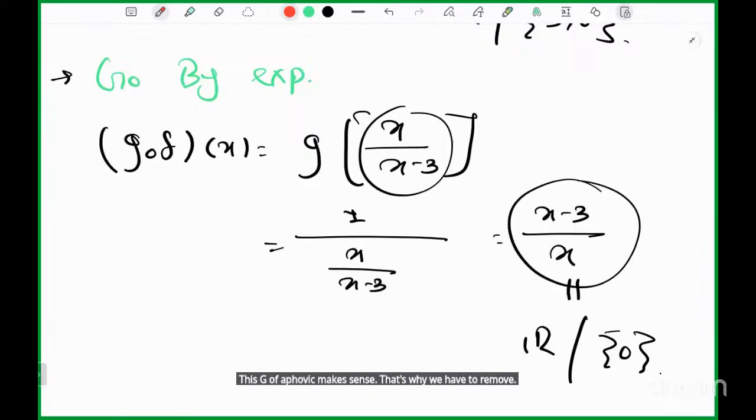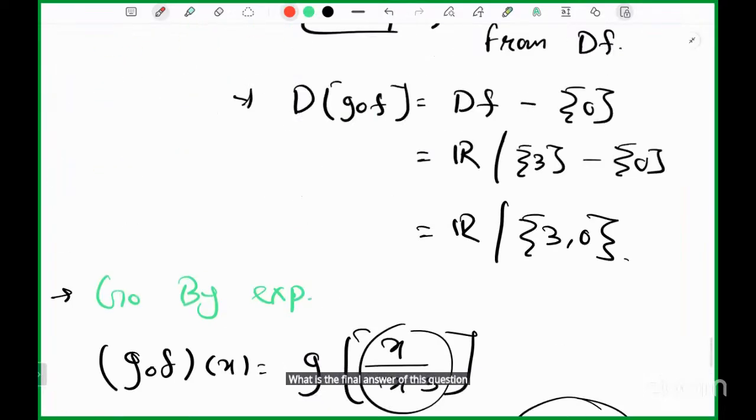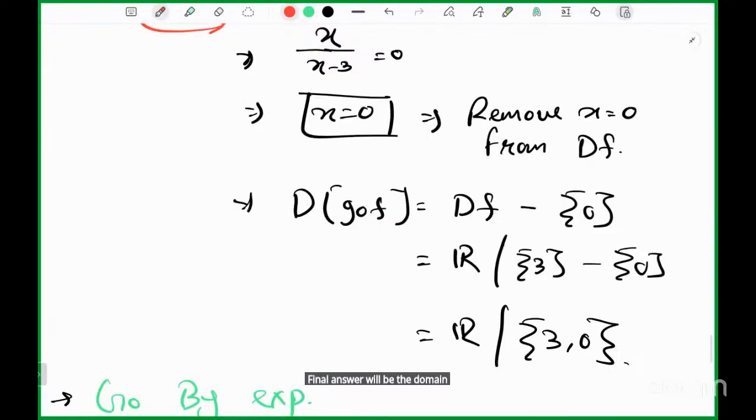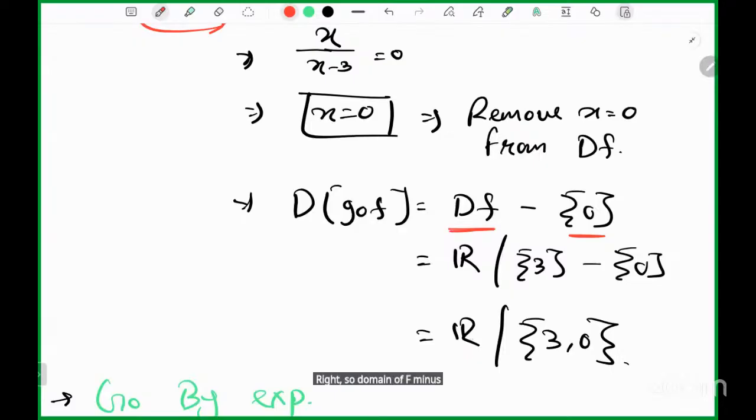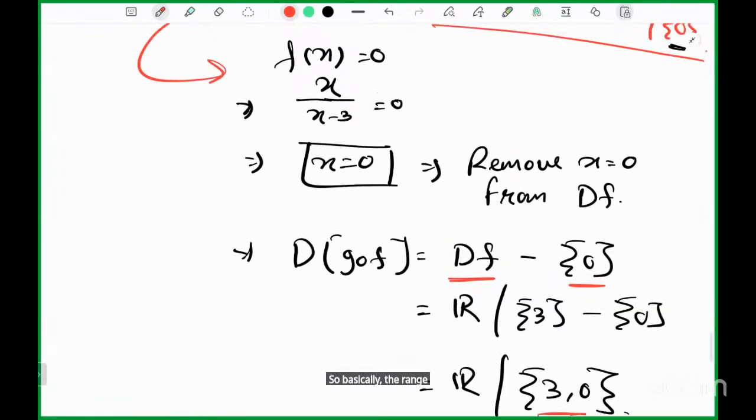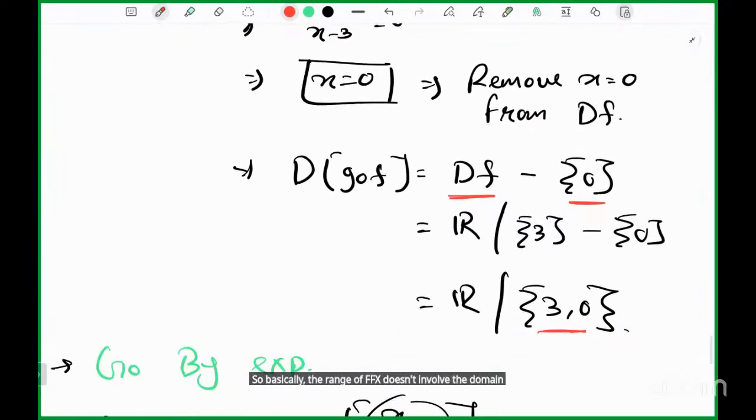What is the final answer of this question? Final answer will be the domain of f minus those points which you want to remove. So domain of f minus 0, that is real numbers minus 3, 0. Okay, so ma'am, basically the range of f of x doesn't involve 0 in its domain. So you're removing it. Okay. Because you have to understand that we are using a chain, so we are applying first f and then g. Yeah, now it's a little more clear. Thank you so much.